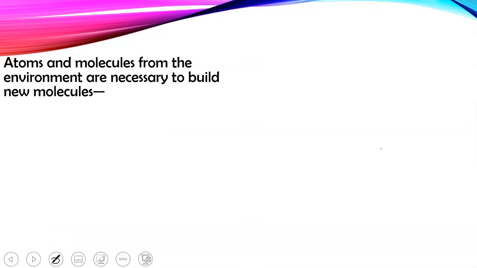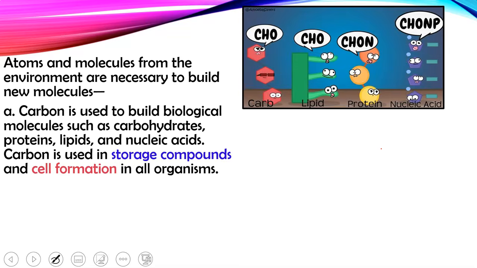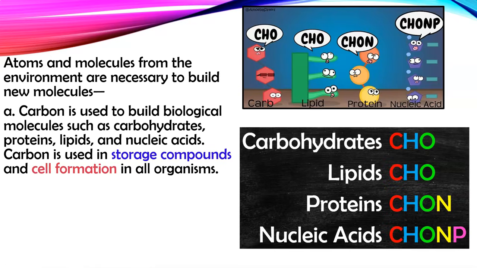So when we look at the atoms and molecules necessary to build macromolecules from our environment, they are carbon, hydrogen, oxygen, nitrogen, and phosphorus. Now, it is important to remember that carbon, hydrogen, and oxygen are found in all 4 organic molecules. However, nitrogen is found in proteins and nucleic acids, and phosphorus is found in just nucleic acids. So that is something to try and remember.